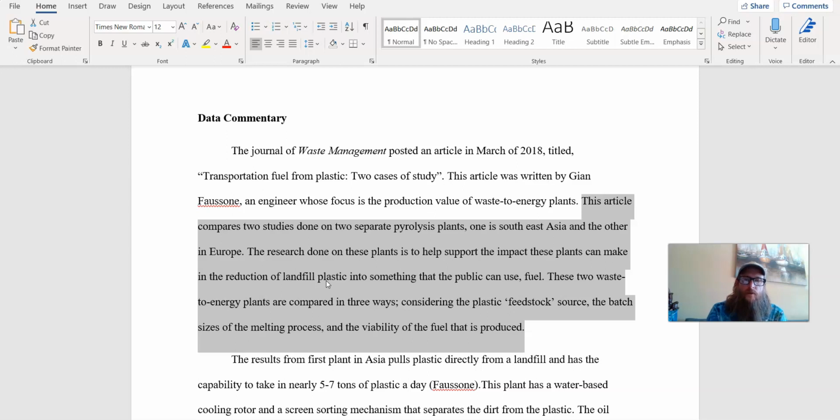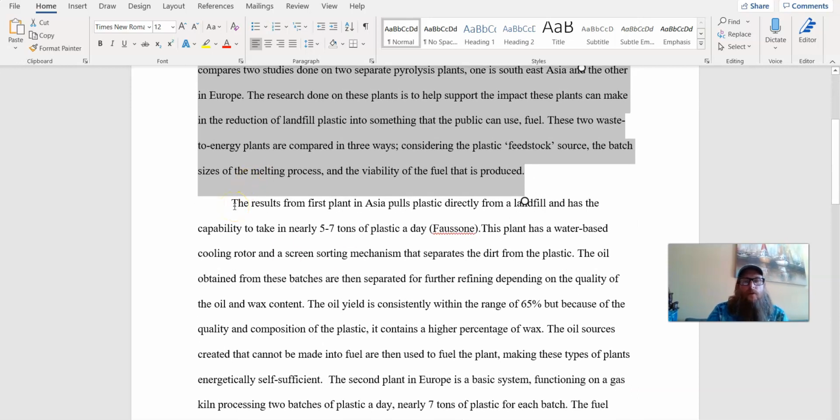They compared two of these pyrolysis plants, and they wanted to try to find out the efficacy of reducing plastic by turning it into fuel. So you can see how it's related to that plastic waste topic, right? Trying to figure out what to do with all this doggone plastic waste that we have, right? And so this is where she explains the studies that were done.